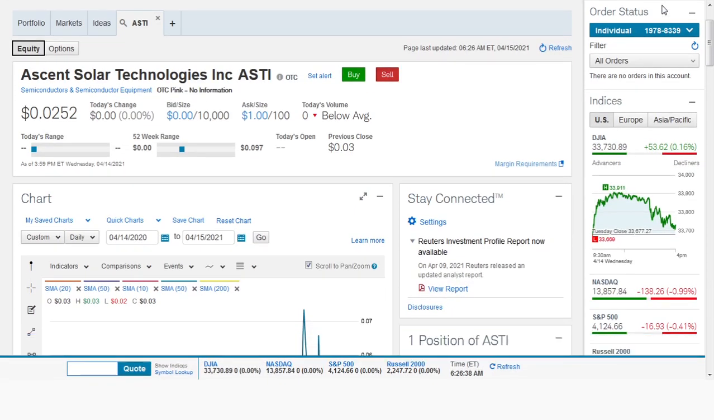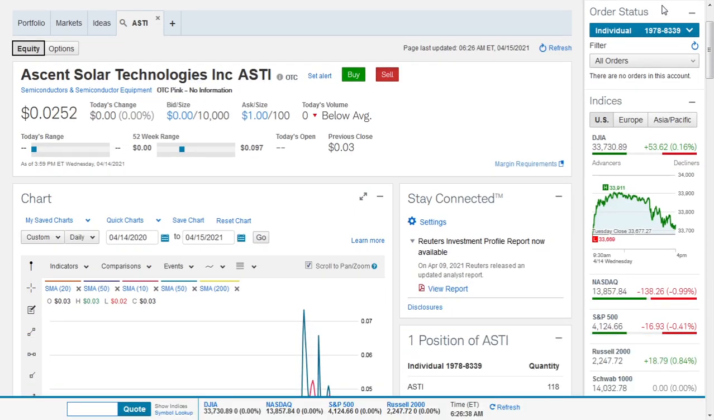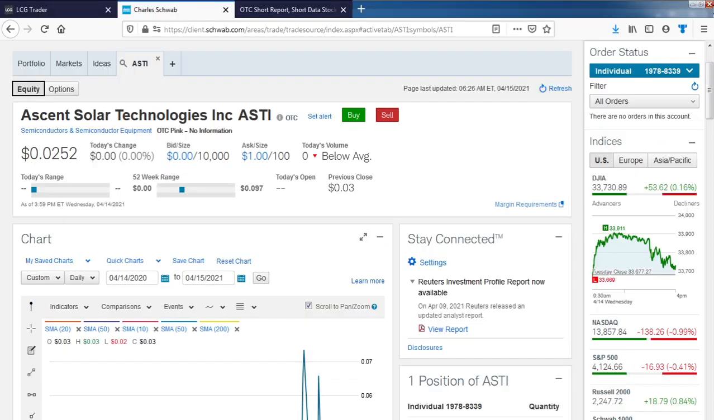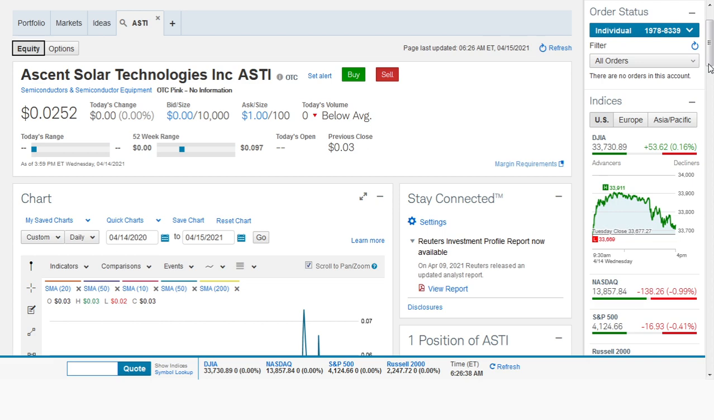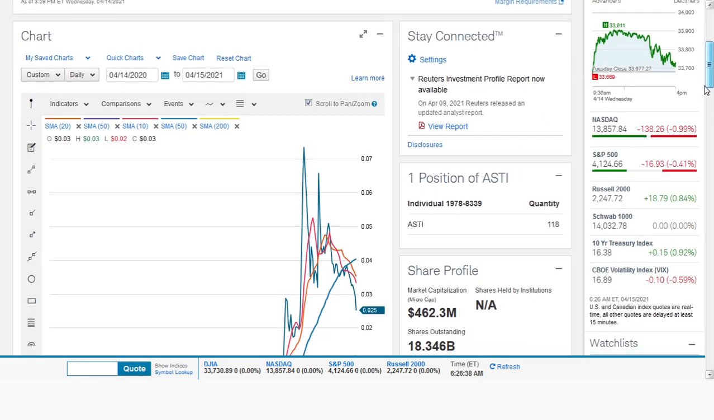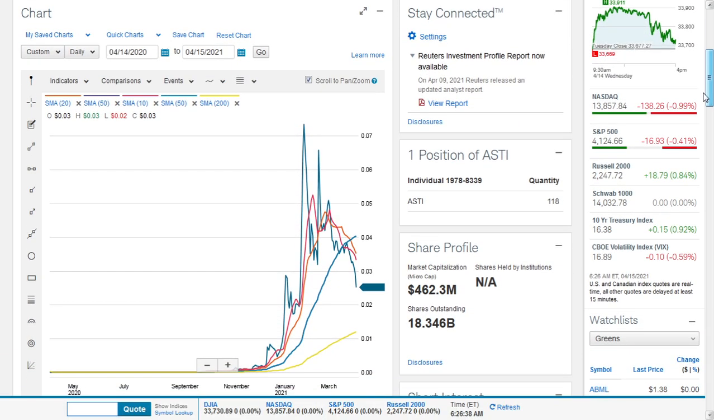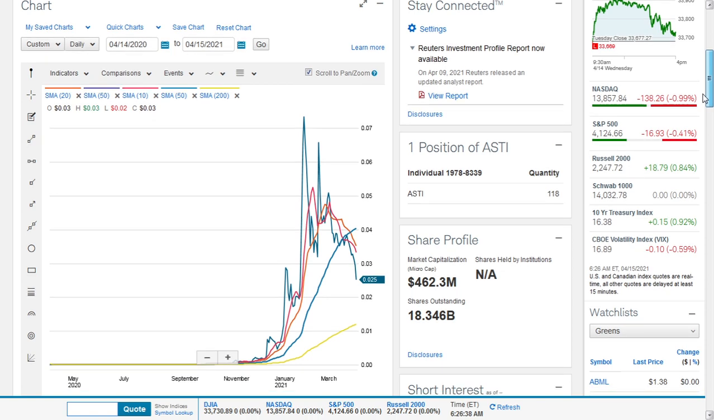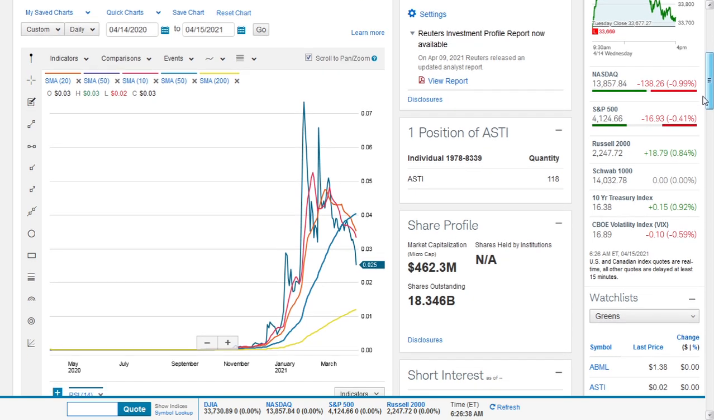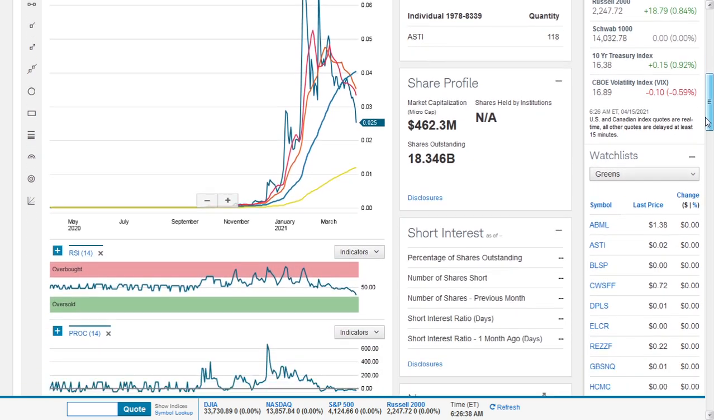ASTI stock analysis, Ascent Solar Technology stock. Is it a buy? Ascent Solar closed the session of the 14th of April 2021 at $0.0252. And we have a position in Ascent Solar. So we can see what's going on there. Market cap of $462.3 million, 18.346 billion shares outstanding.